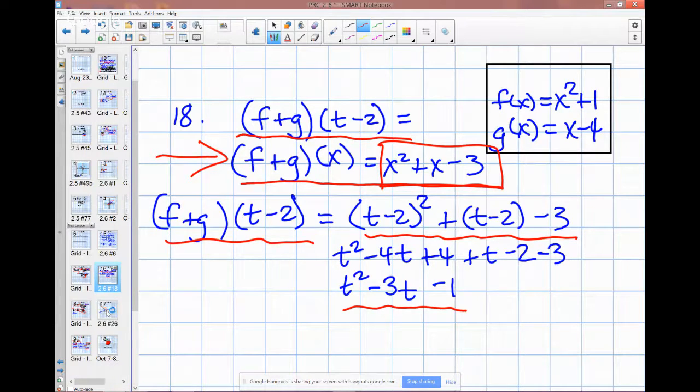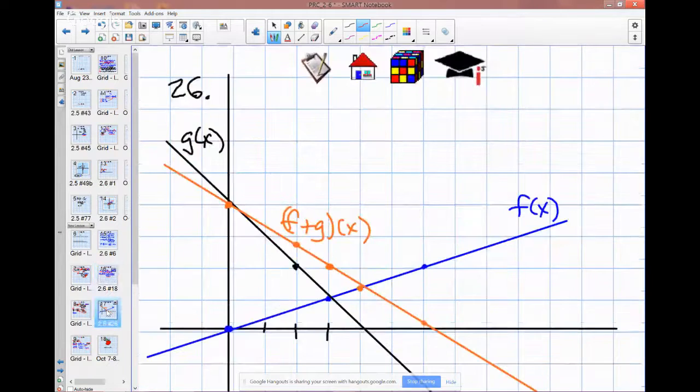Let's take a look at another one. This is number 26. I'll read: graph the functions f, g, and f plus g on the same set of coordinate axes. For number 26, f of x is 1/3 x, and g of x is minus x plus 4.